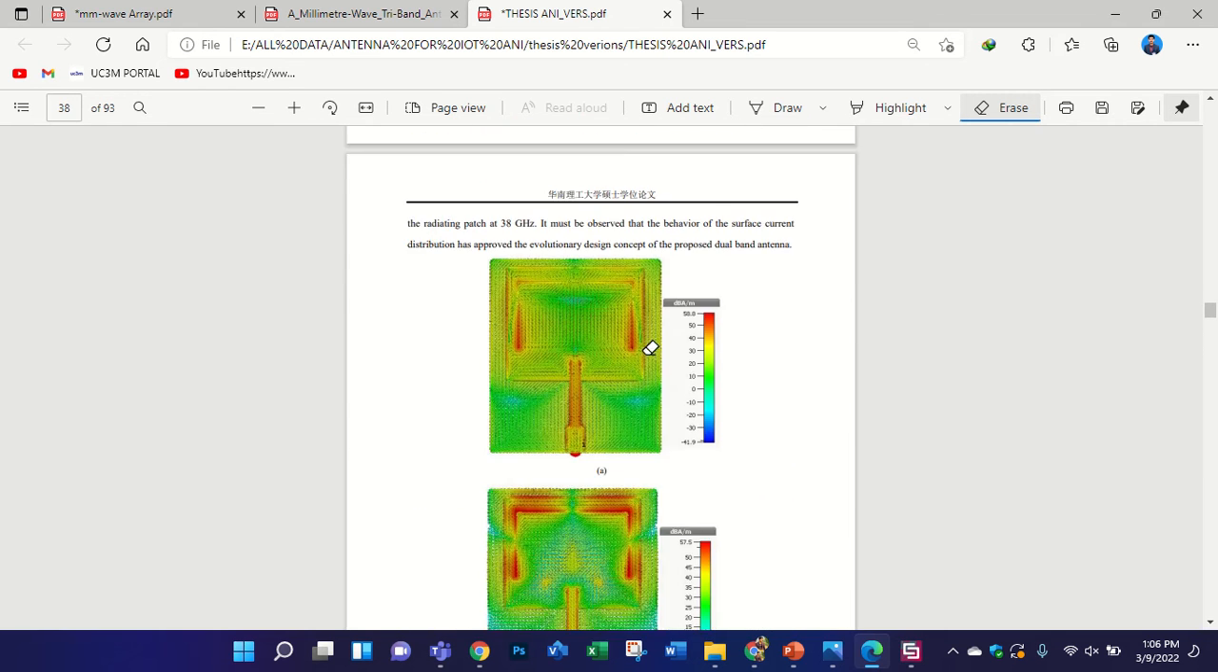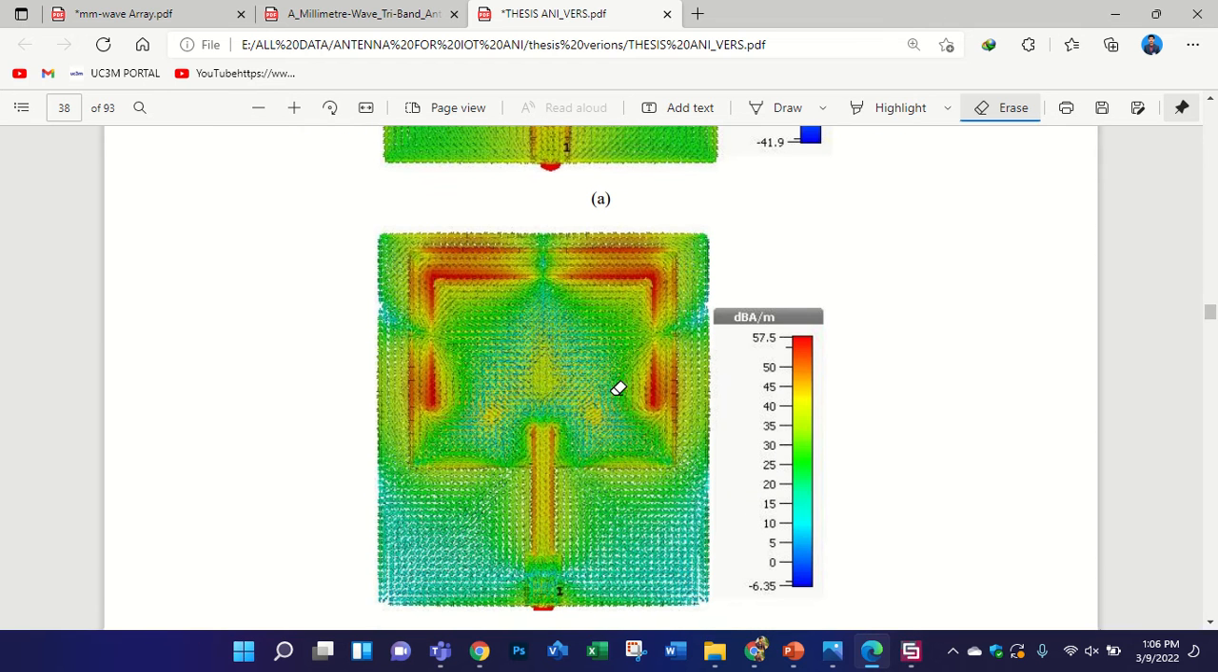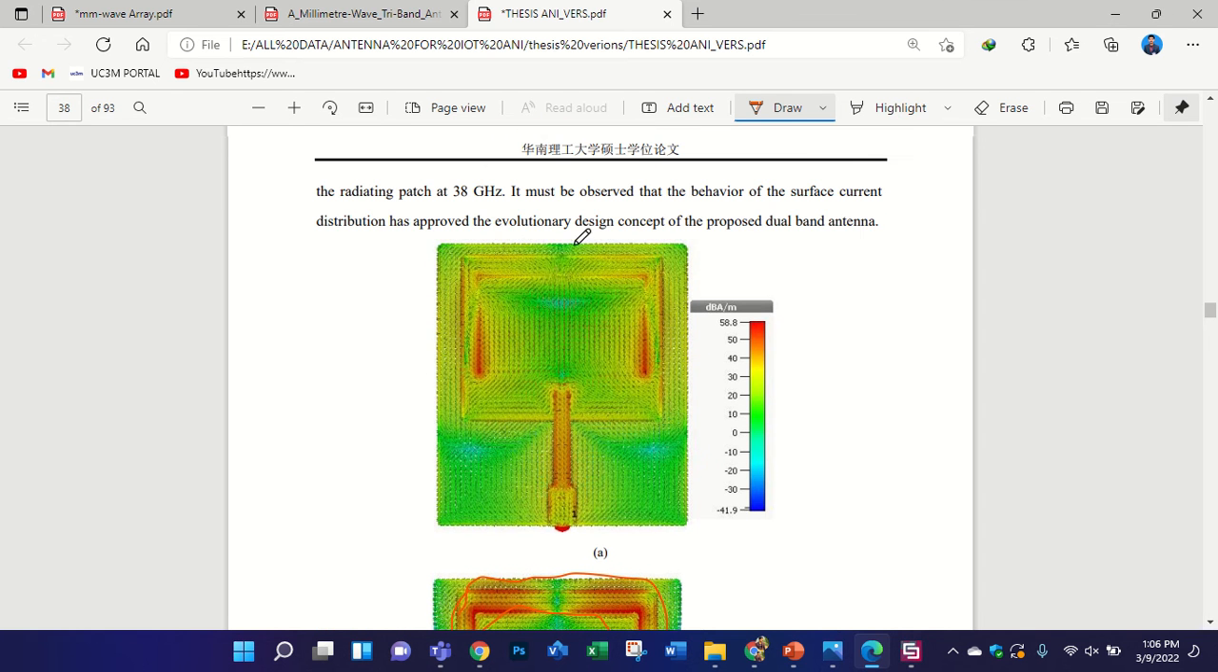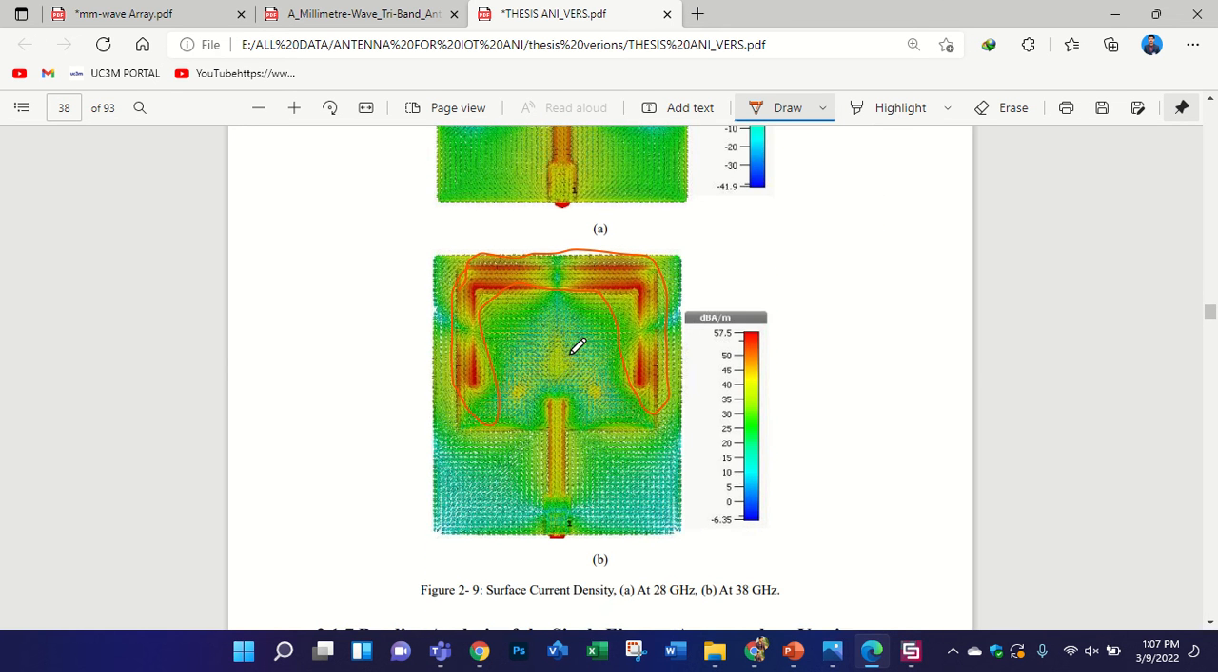Notice your antenna has a major role on these sides. That's why I have added these loads at this position. Is this frequency at 58 or current surface? This one is 28. This one is for 28 and the lower one is for 38.